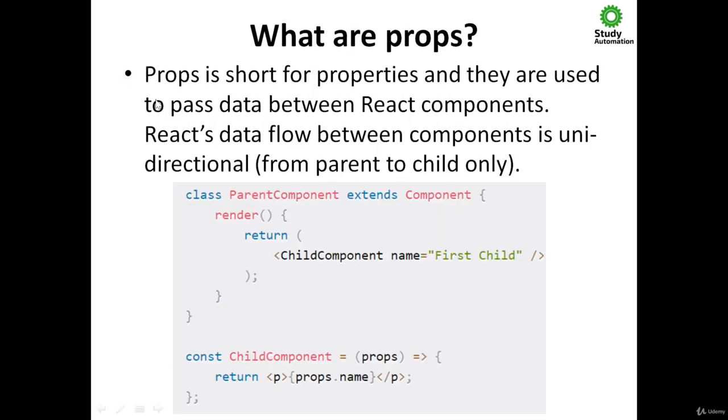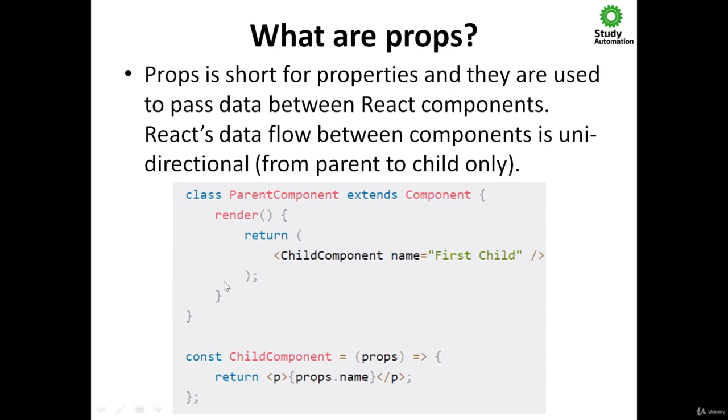Now, whenever we work with ReactJS, there are two major things that we need to understand. One is props and another one is state. Props is short for properties and they are used to pass data between React components. React's data flow between components is unidirectional, from parent to child only. And that communication between parent and child happens using props.